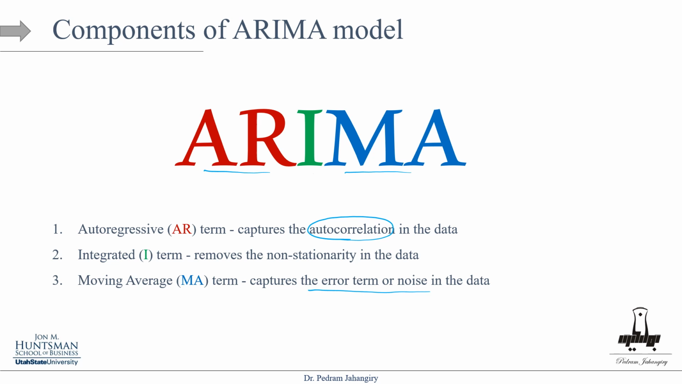And finally, the third component, which is the I component, it stands for integrated, and that removes the non-stationarity in the data. So basically, if your data is showing some trend or seasonality, we already know that AR and MA component is not able to model it, so we have to do something to that, right? So that's the integrating component.